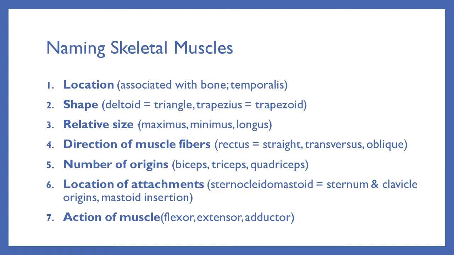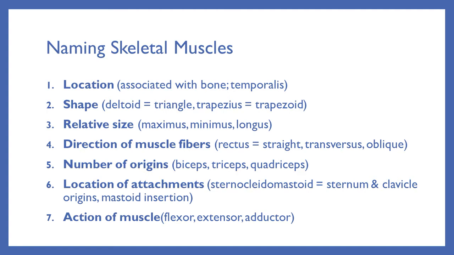The location of the attachments can be used as well. There's a muscle called the sternocleidomastoid. That is a mouthful. But if you start breaking down the words, you can actually make out where it comes from. It's a muscle that attaches to the sternum and the clavicle and inserts onto the mastoid. So they just took those 3 names and mashed them together.